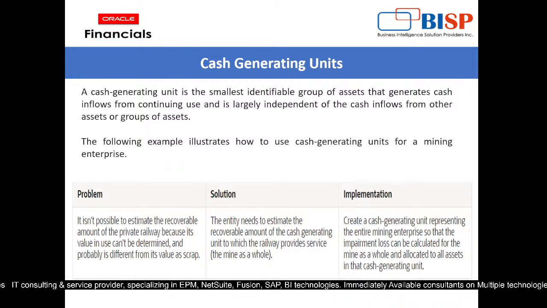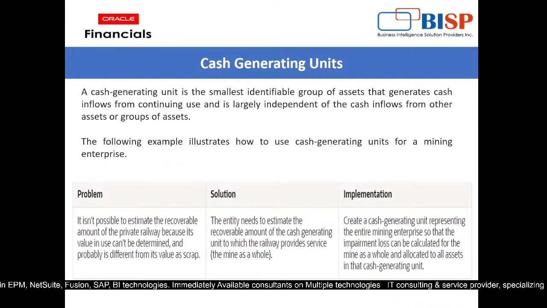So how will you do the whole thing? Means to all the assets, how will you apply the impairment? So you can create a cash generating unit and then you can perform that. So I'll provide you one example for the mining enterprise, how we can use the cash generating units. Say a mining enterprise owns a private railway to support its mining activities.